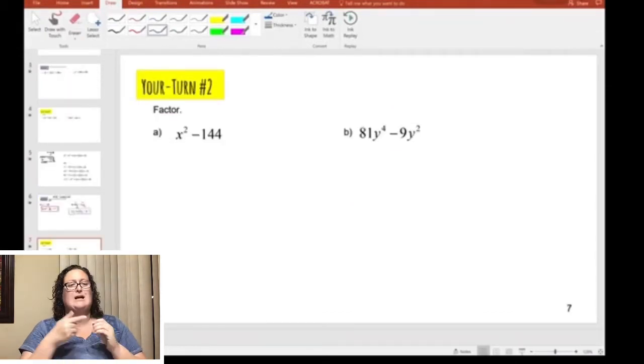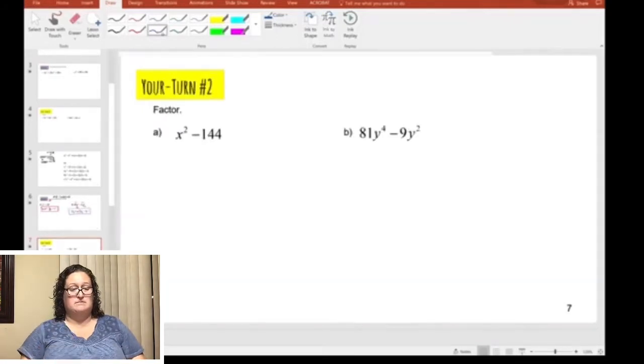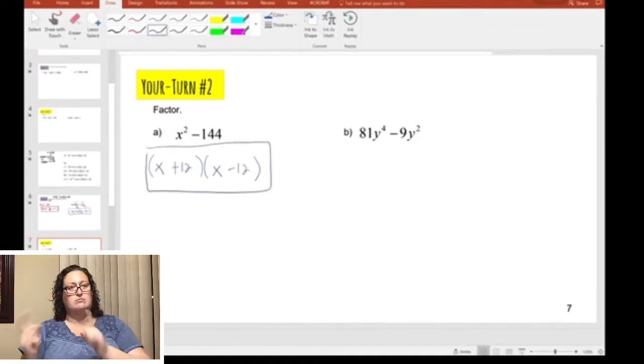In this Try problem, we have x squared minus 144. Once again, it's a difference of squares. We have x squared, which is x times x. And then 144, that's going to be 12 times negative 12. Those are the factors. We can only use this pattern if we're subtracting two perfect squares. If we're not subtracting two perfect squares, then this shortcut is not going to apply.